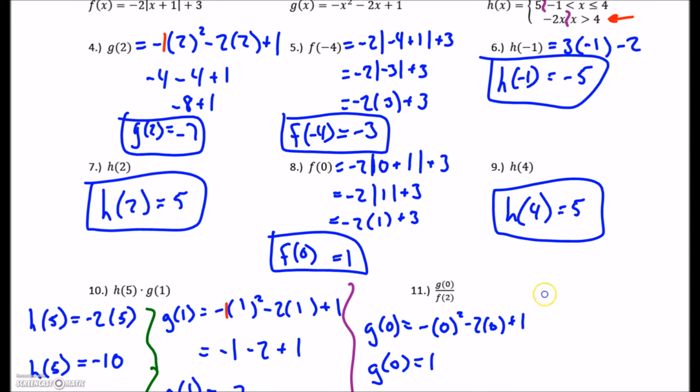But then I want to do the same thing with my f of 2 function, or my f of x function. So I'm doing f of 2. So I take my f of x function, which is negative 2 times the absolute value of x plus 1, and then plus the 3. But instead of x, I'm plugging in the 2, so I plug the 2 in. And now once again, I simplify just like I have been. That's going to be a negative 2 times the absolute value of 3. Now I take the absolute value. This becomes multiplication.